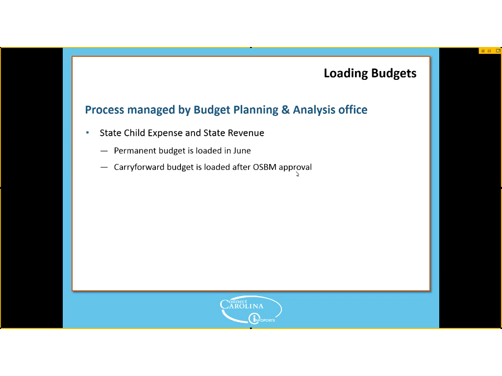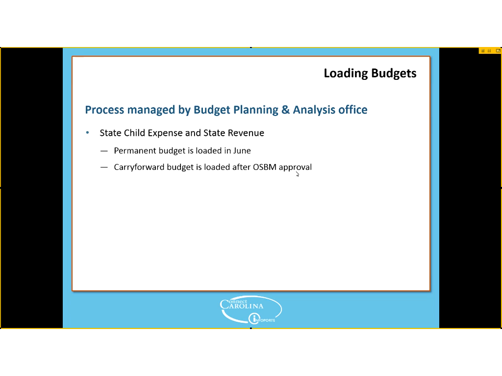Let's talk about state child expense and state revenue. Now, just to remind you, state child expense might seem like a little bit of a foreign term. When we say state child expense, we're talking about your departmental state budgets, okay? So for your departmental state budgets and state revenue budgets, the permanent budget will be loaded in June. Last year it happened right around, I think, the 29th or the 30th of June, so it'll happen right there at the end of June. And they'll be sitting there ready for you to look at in all their glory on July 1st, okay?